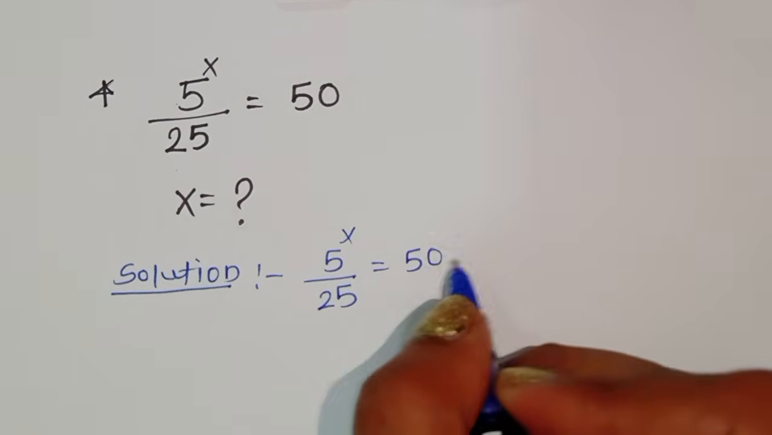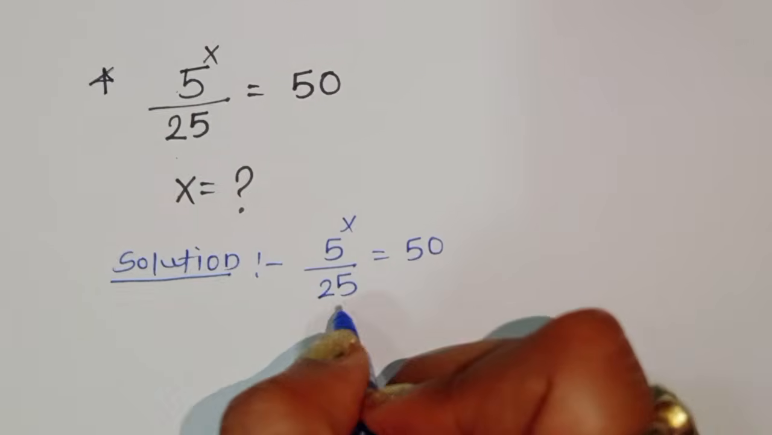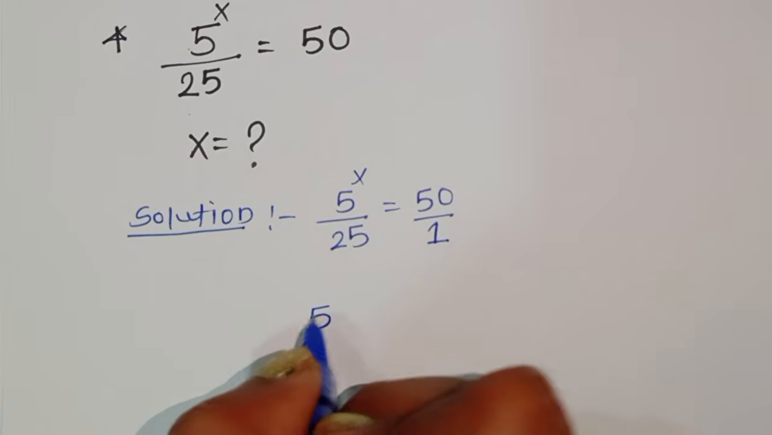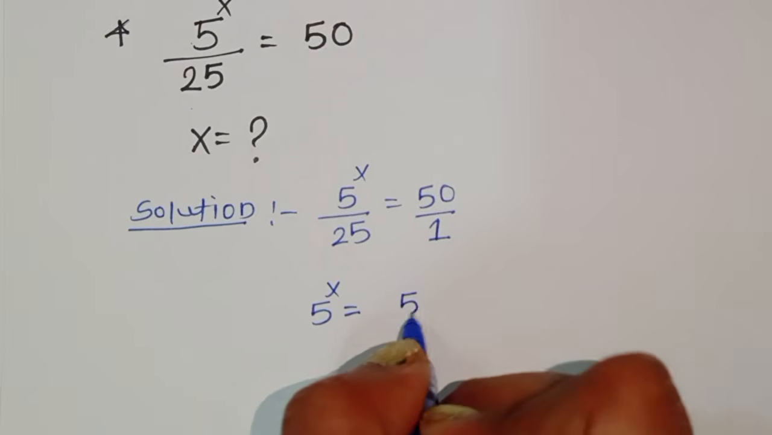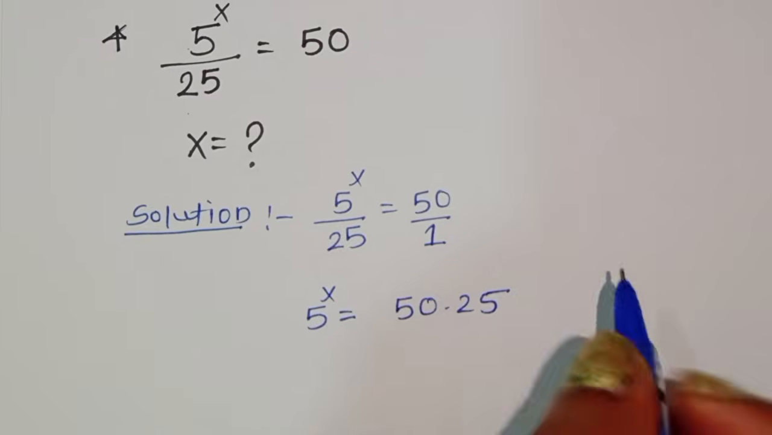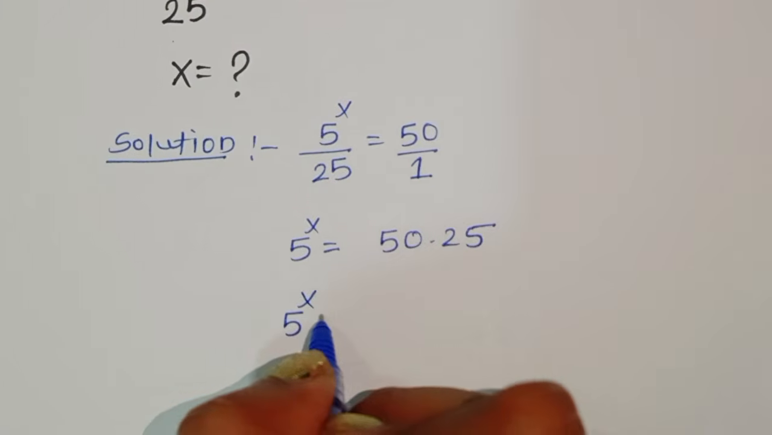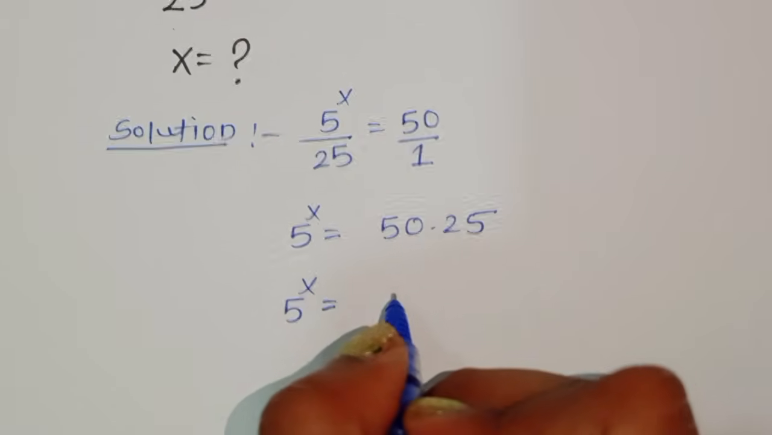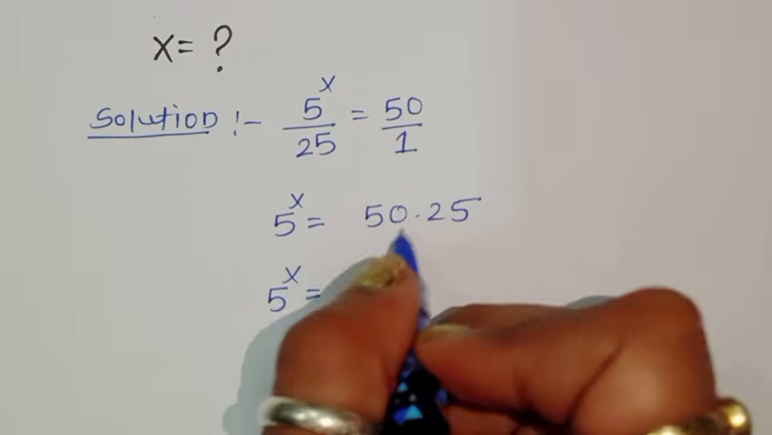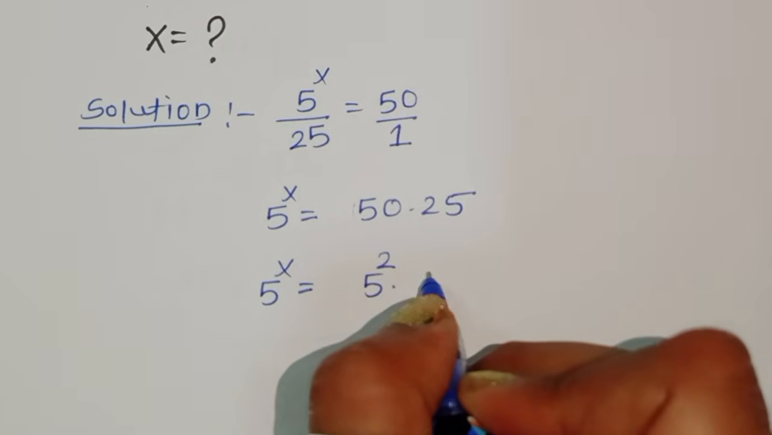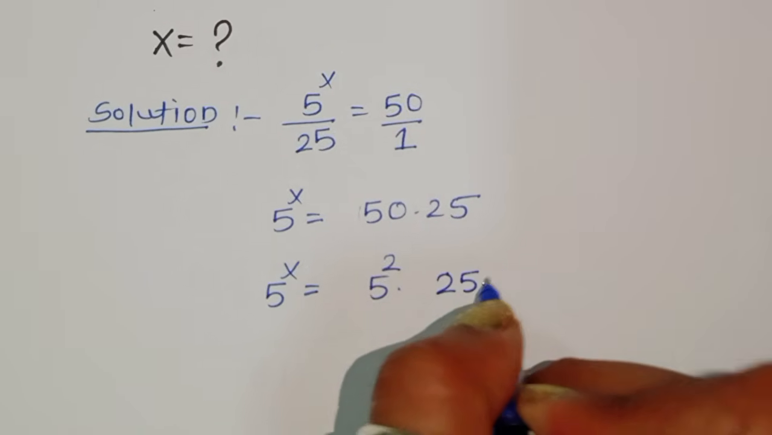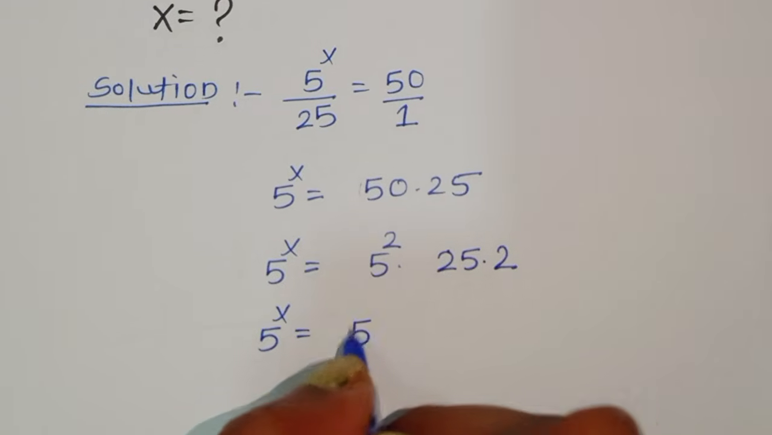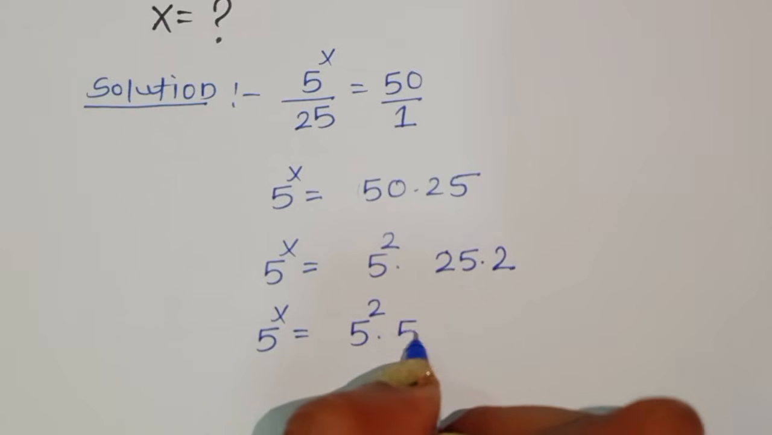This is the question. So we can do one thing here: cross multiplication. So 5 power x is equal to 50 times 25. Now 5 power x is equal to, we can write 25 as 5 square, and 50 we can write as 25 times 2.